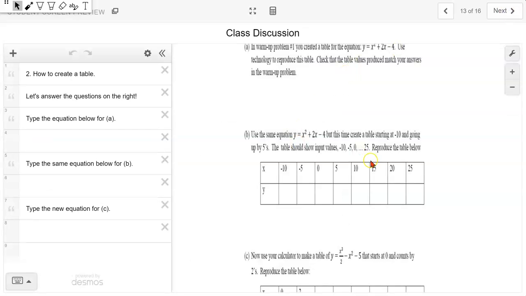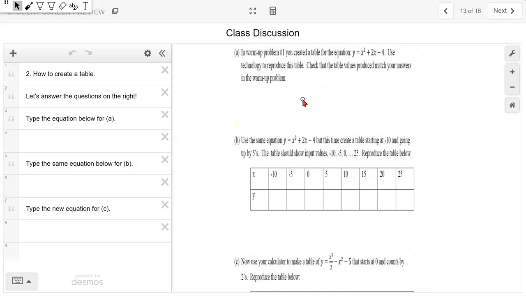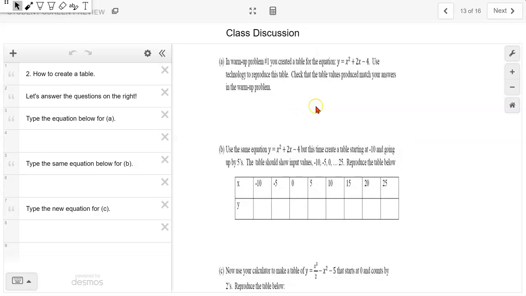Next, second problem is how to create a table. So let's go back to the problem from the warm-up. Remember the given equation y equals x squared plus 2x minus 4. We're going to use Desmos and check our answers from the warm-up problem. So it says here, type the equation below for a. That's all you need to do. Copy this equation.